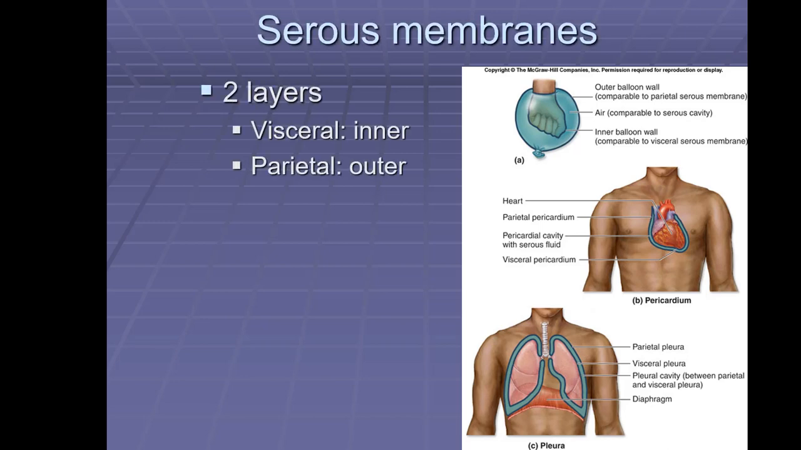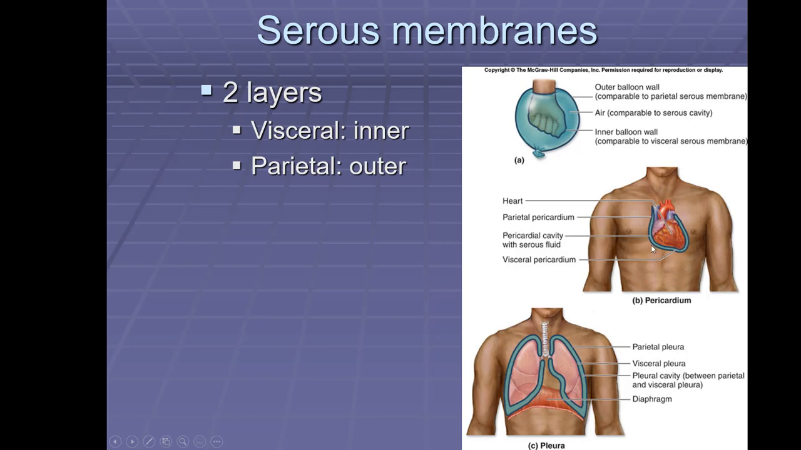All right, so a little bit about membranes. Membranes are involved with cavities, but serous membranes are membranes in the body that surround some organs. There's a few specific organs that are surrounded by these serous membranes. A serous membrane, by definition, is going to have two layers. The inner layer is called visceral, the outer layer is parietal.